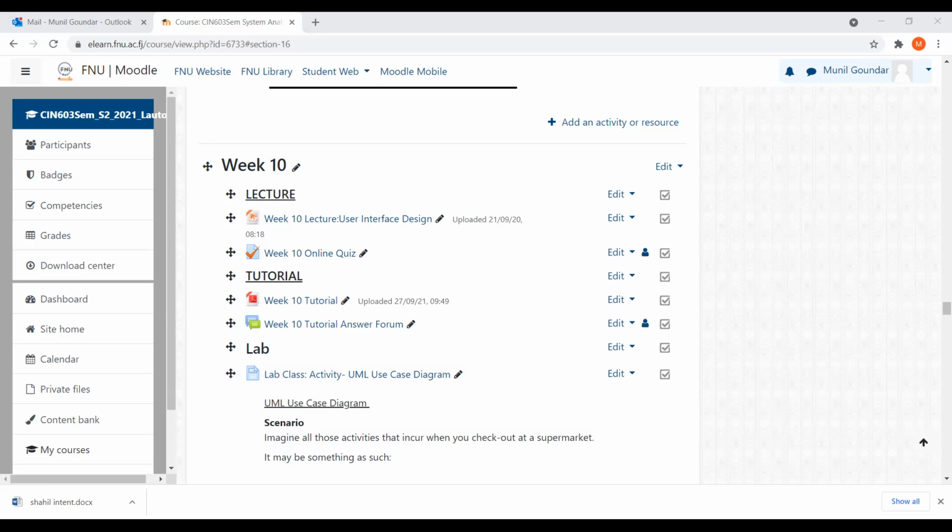Next question. What are some common validation rules in user interface designs?